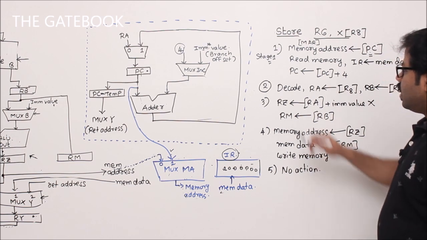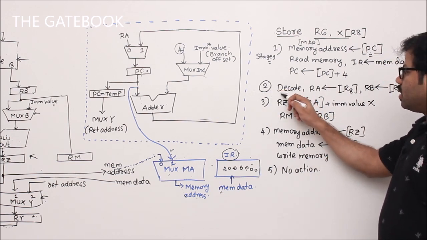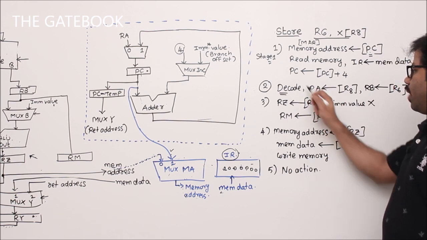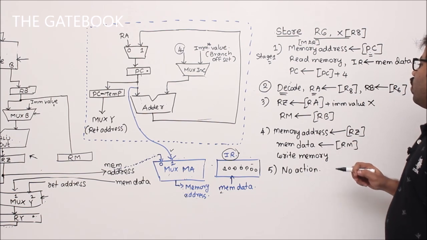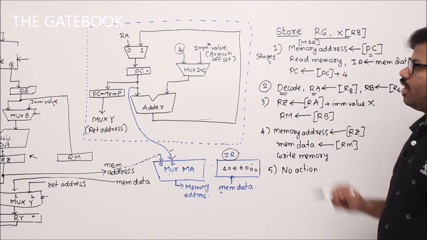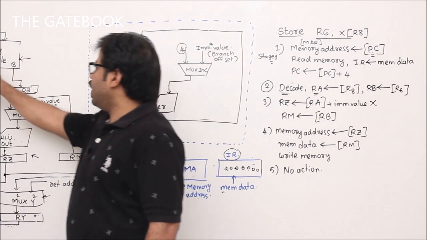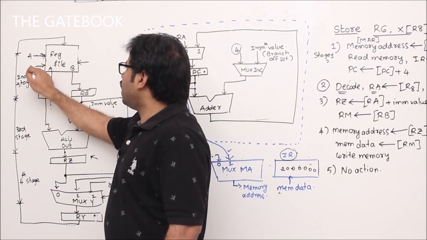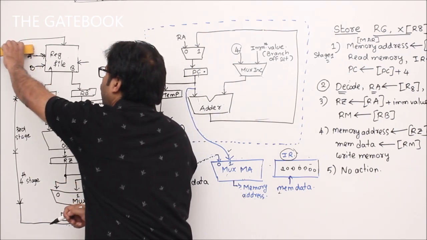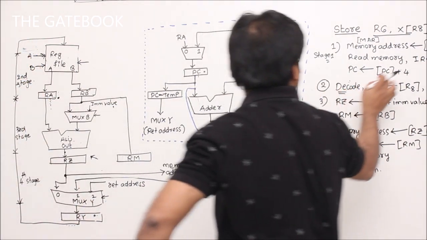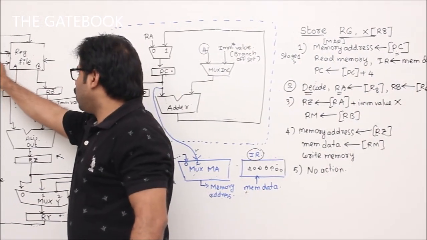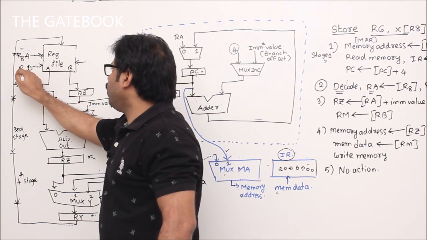Now what we do is, in the second step, we will be decoding this instruction. By understanding the instruction type, we are going to connect R6 to RB, and the other register to RA. We know that this is address A, this is address B. So for A, we are giving R8, and for B we are giving R6. For A you give R8, for B you give R6.